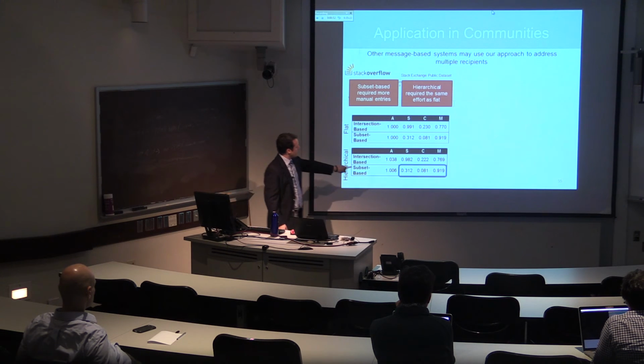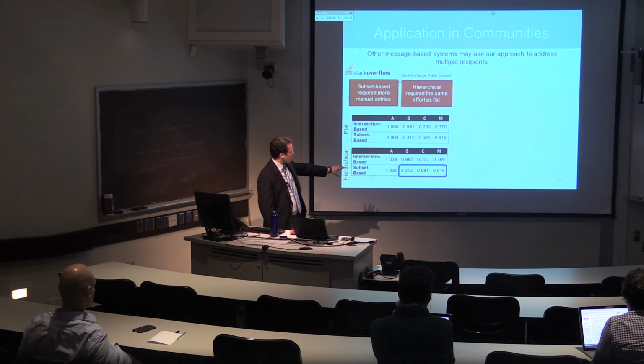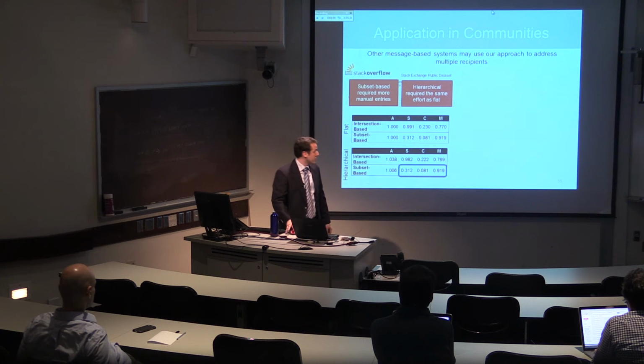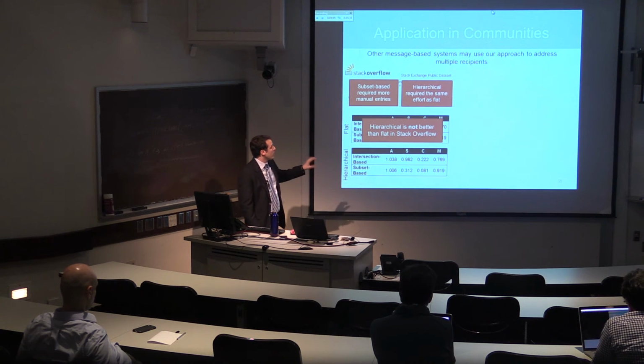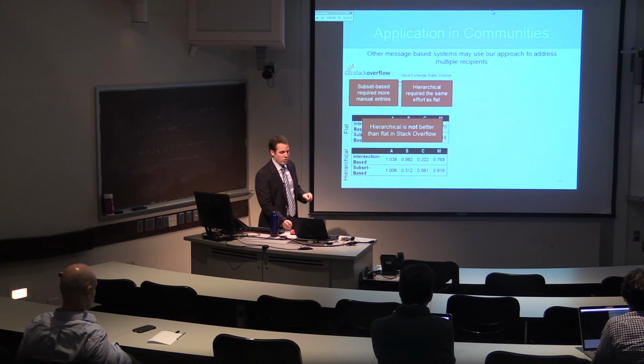And we see this because the A value, or average accepted recipients per click, was much closer to 1. So indicating that users didn't tend to accept more than one recipient with each click. They didn't select the groups that we presented. Therefore, we judge hierarchical to not be better than flat in Stack Overflow.